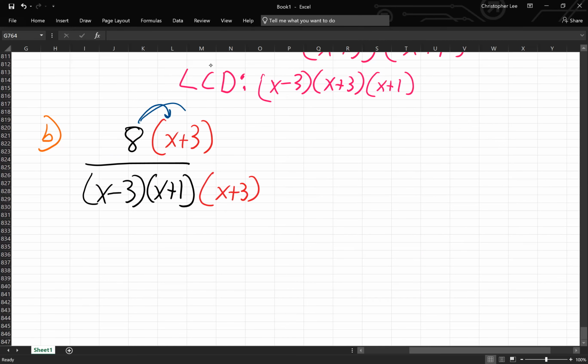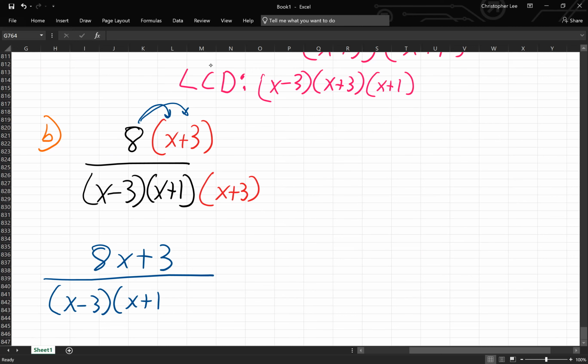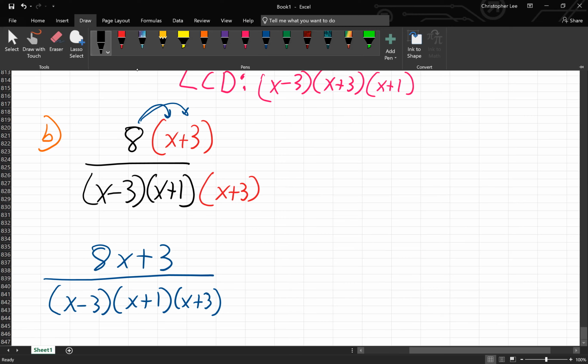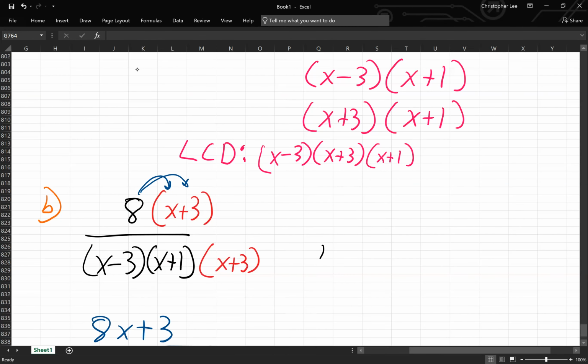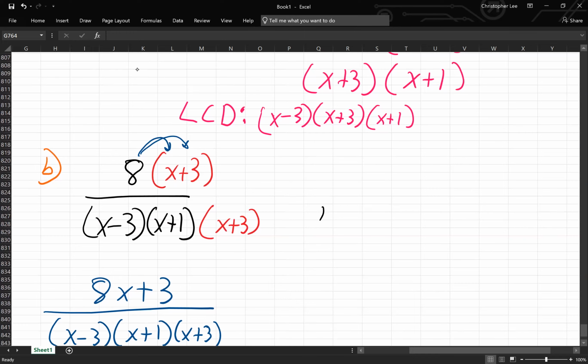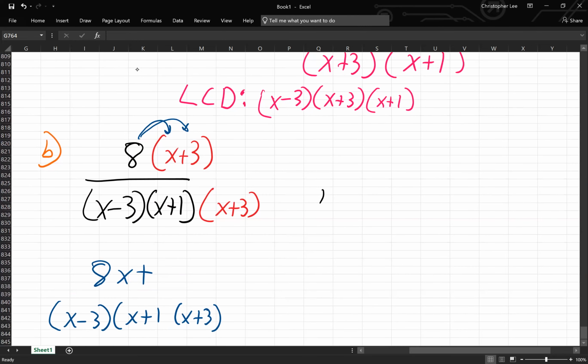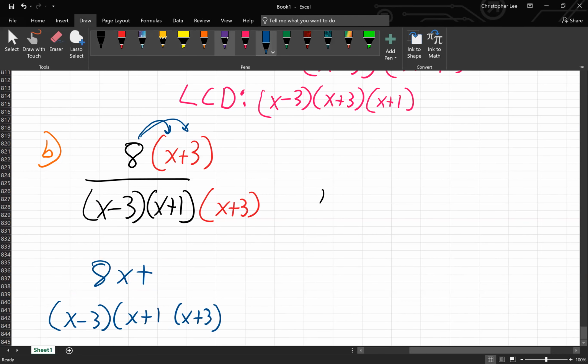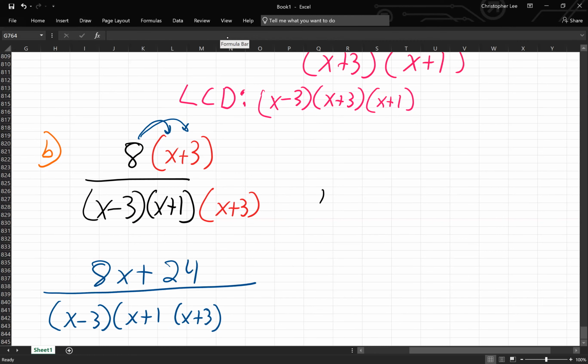What do you have? Distribute, all that good stuff. This is 8x plus 24. I'm just going to leave the denominator like this because it's easier: x plus 1, x plus 3. Just call it a day at that. The other fraction that we had, 8 times what? 8 times 3, 24. Oh, my fault. Good catch, getting tired. Thank you for that. Appreciate it.